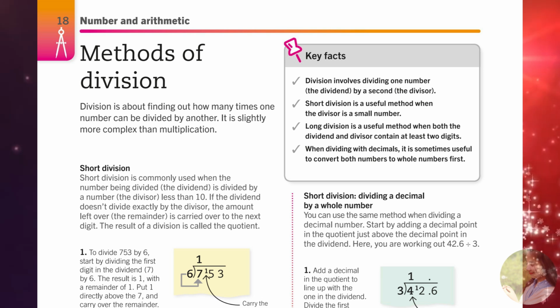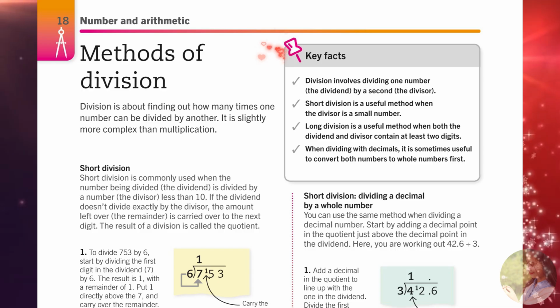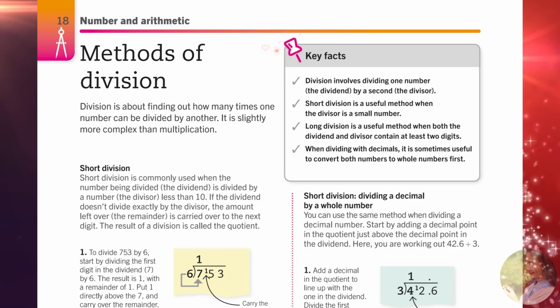Methods of division. Division is about finding out how many times one number can be divided by another. It is slightly more complex than multiplication. Key facts: division involves dividing one number, the dividend, by a second, the divisor.